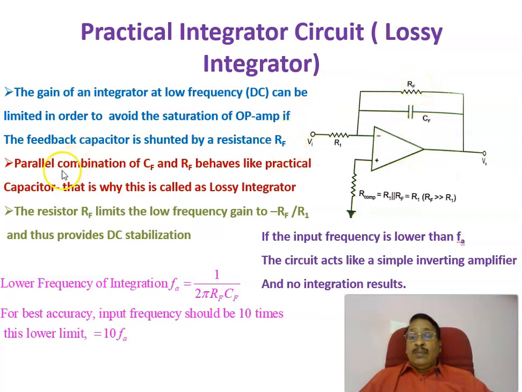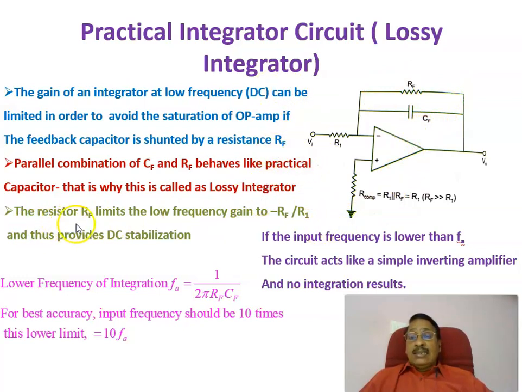RF is introduced. Then the parallel combination of CF and RF behaves like a practical capacitor. That is why this is sometimes called a Lossy integrator. This is a practical capacitor in which there is an ideal capacitance in parallel with a resistor. Therefore, this can be considered a Lossy integrator.